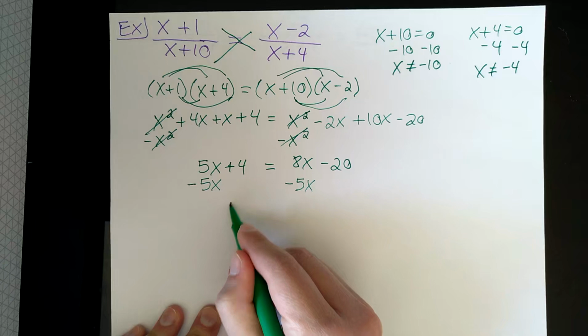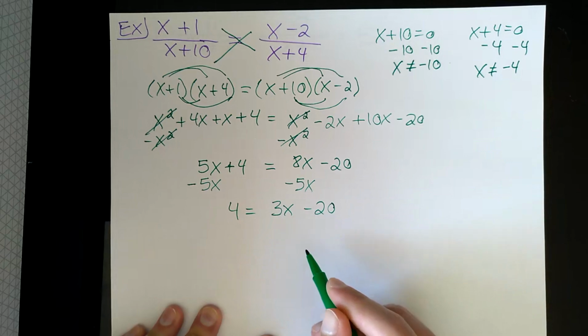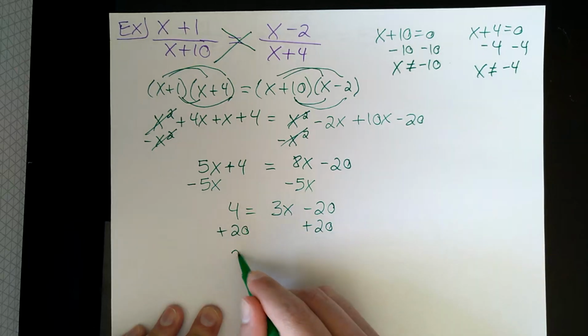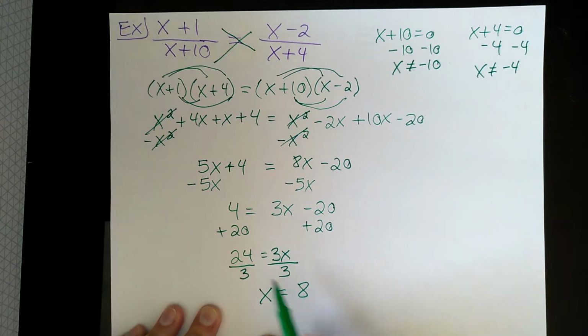And when we do that, we're left with 4 equals 3x minus 20. We'll then add 20 to each side of the equation to get 24 equals 3x. And finally, we'll divide by 3 to get our x alone, which gives us x equals 8. It's perfectly okay to move the x and the 8 over to the other side. Before, if we had just kept solving it the way we were, we would have gotten 8 equals x. It's the same thing. So, x equals 8 is our solution.